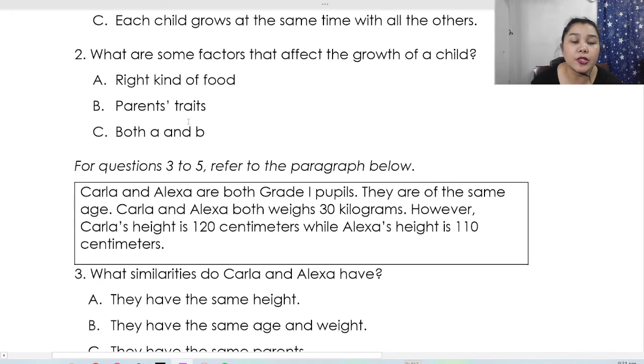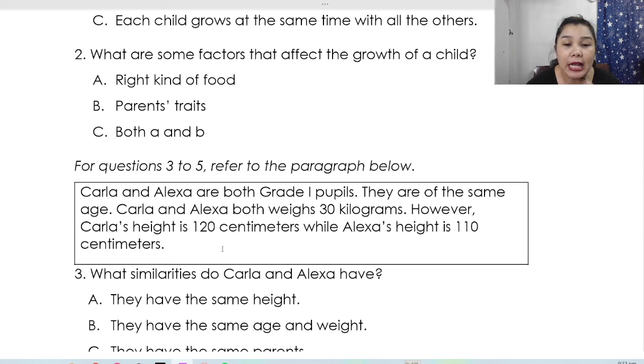Next, for questions number 3 to 5, refer to the paragraph below. Okay, I'll read it aloud. Carla and Alexa are both grade 1 pupils. They are of the same age, so pareho siguro sila mga 6 years old. Carla and Alexa both weigh 30 kilograms. So, magkasimbigat sila. 30 kilograms si Carla, 30 kilograms din si Alexa. However, Carla's height is 120 centimeters, while Alexa's height is 110 centimeters.